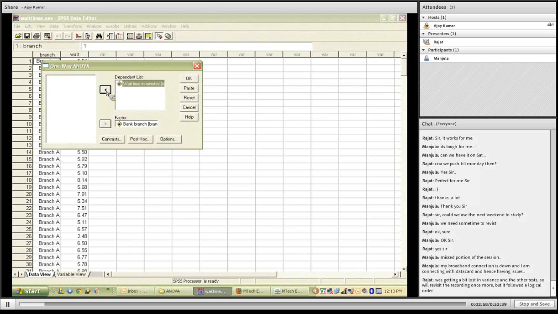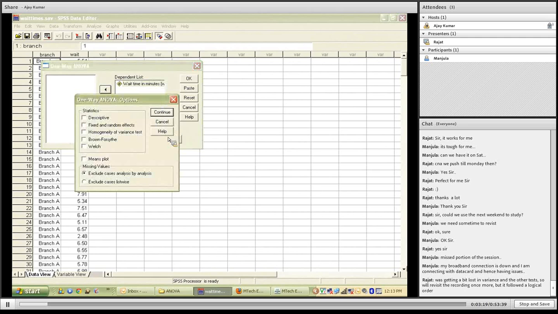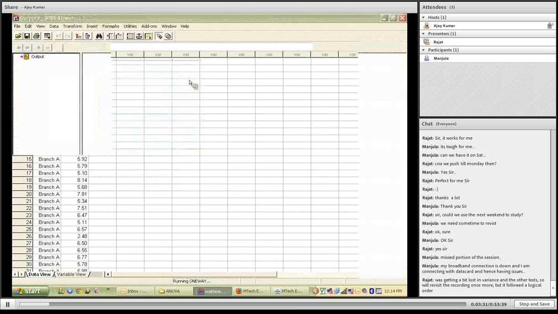For that, we tried to apply ANOVA. By applying ANOVA, we try to see whether the difference between the wait times of the three branches was big enough to actually be treated as a difference. That is something ANOVA does. I have repeated this multiple times. For that we went into Descriptives, clicked on Homogeneity of variance test, and also clicked on Brown-Forsythe. Then I pressed Continue and then OK, and this is the output sheet that I will have.